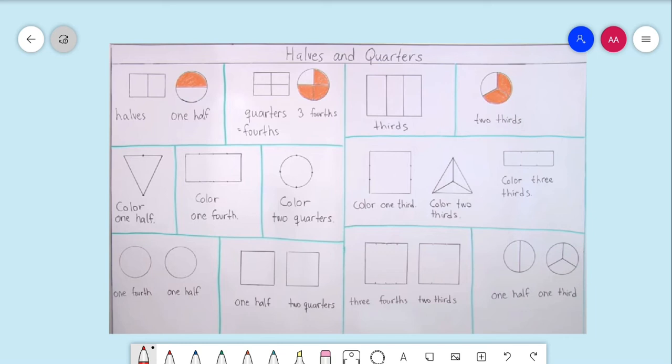So 3/4, you need to color 3/4 of the portion. So let's make 4 portions first. So 1, 2, 3, 4, and you need to color 3 portions out of 4. This is 1, this is 2, and this is 3. Right? In this question, you've been asked to color 2/3. So you need to divide into 3 total portions and color 2.